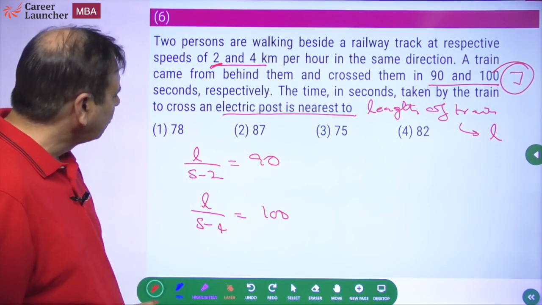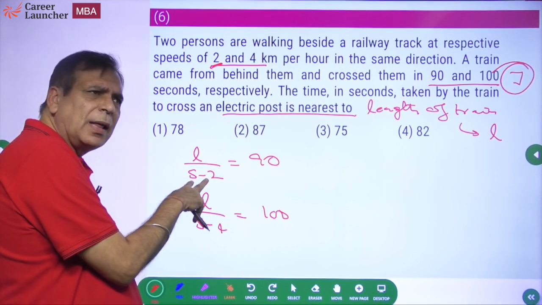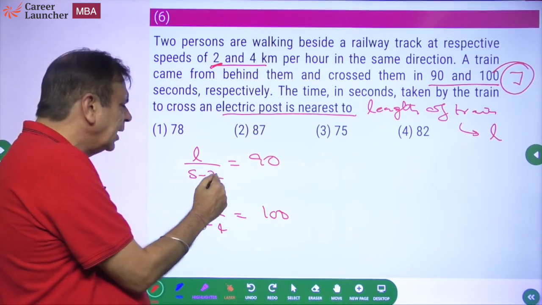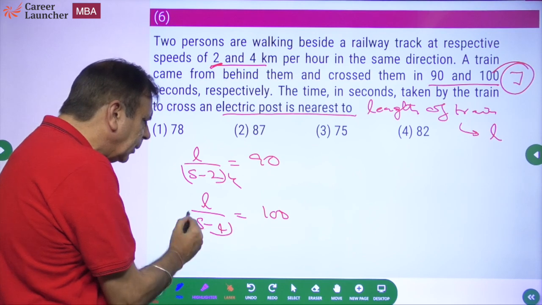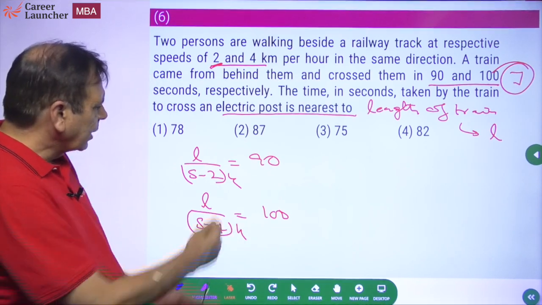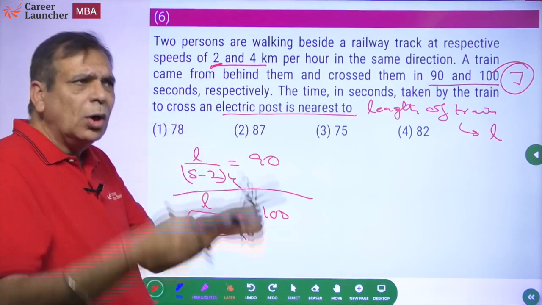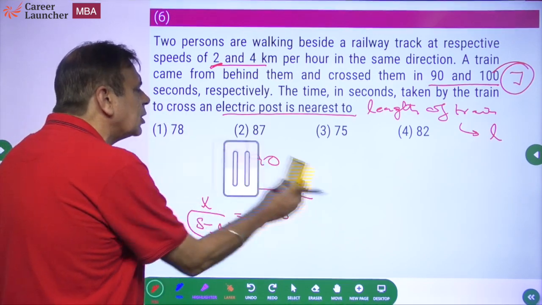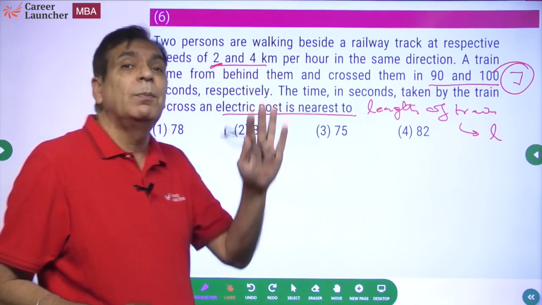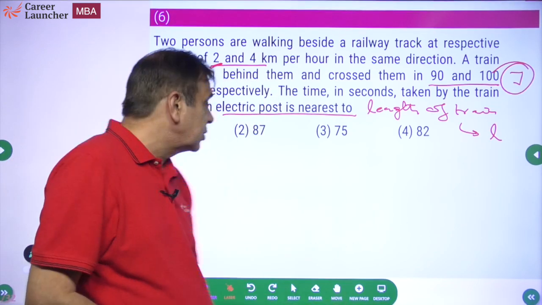Now many times you will find people saying, but this is kilometers per hour, this is seconds, please convert. Arre yaar, if you convert, it will get cancelled anyway. For example, if I take the ratio, will this not get cancelled? So don't waste your time converting something which is not required. That is the biggest mistake students commit because they end up wasting a lot of time.